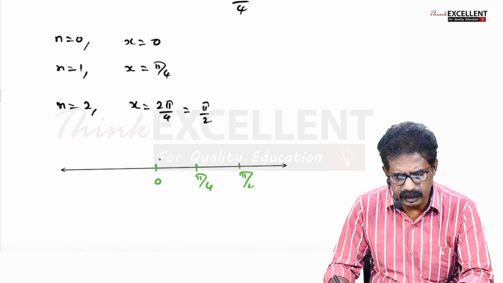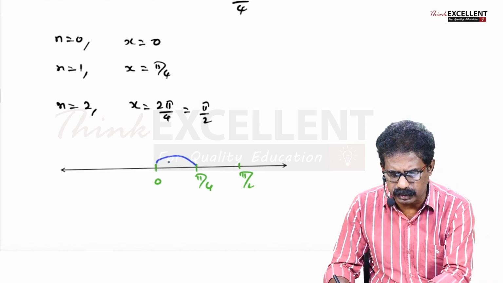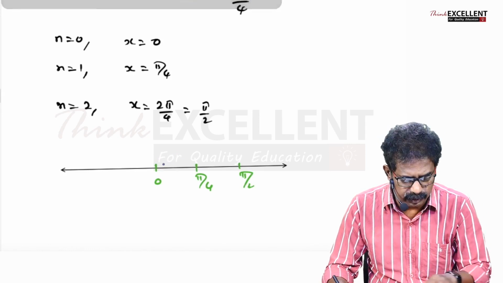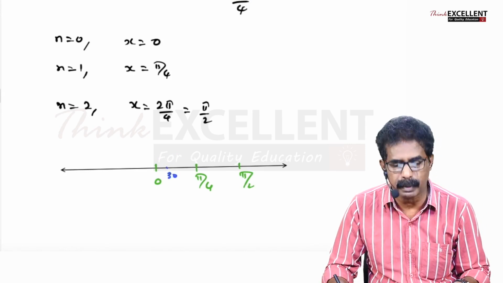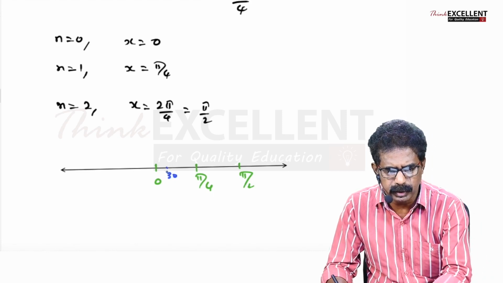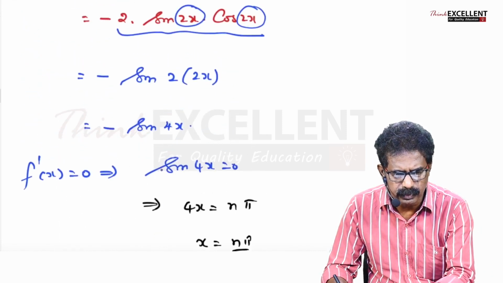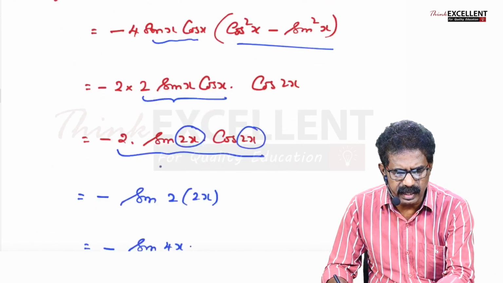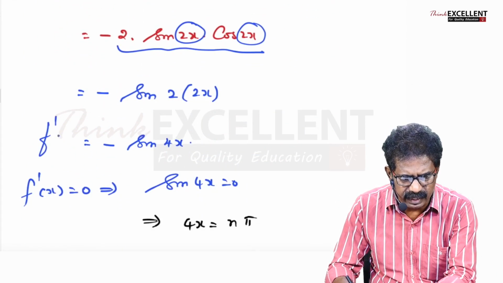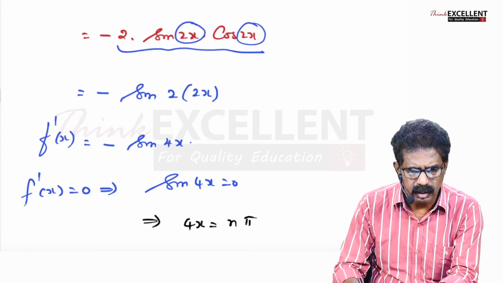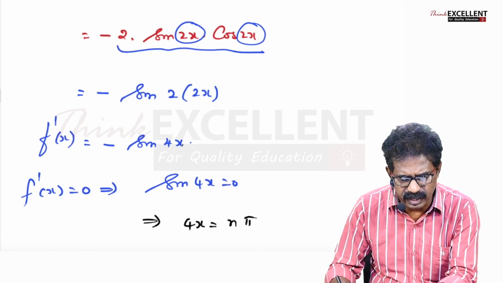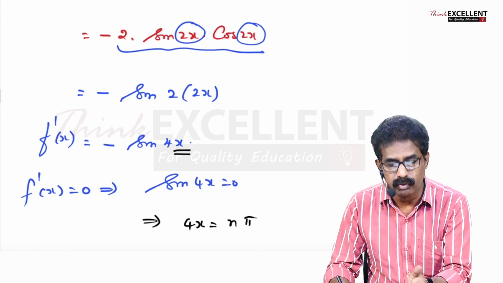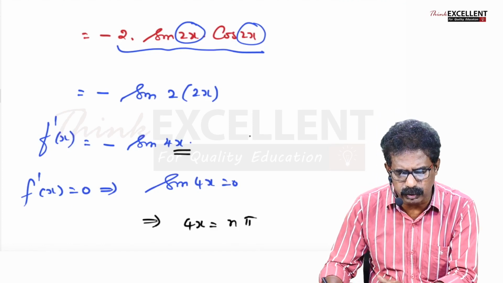Let us see. In this interval, you take any point. Between 0 and 45, suppose you take a point 30. I'm taking a point 30, pi by 6. 30 you substitute in the first derivative. This is f dash x, right? So if I substitute 30 here, in f dash x, for x I put 30. 4 into 30, 120. So sin 120.